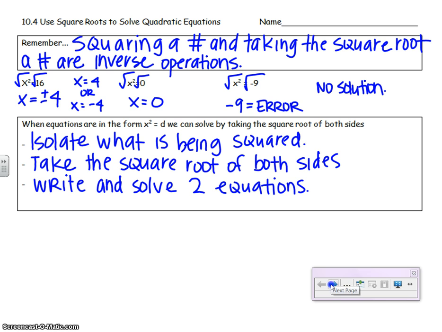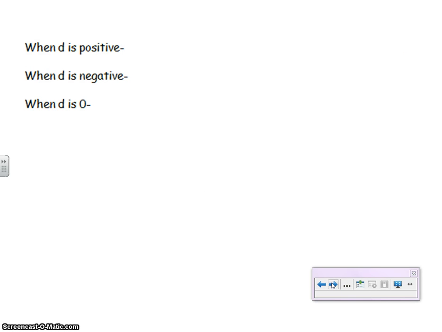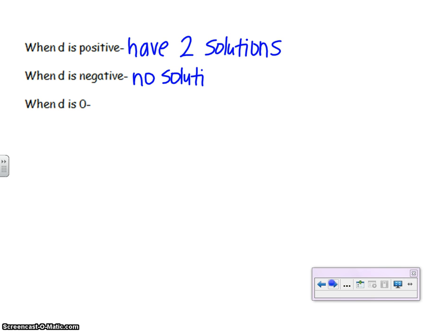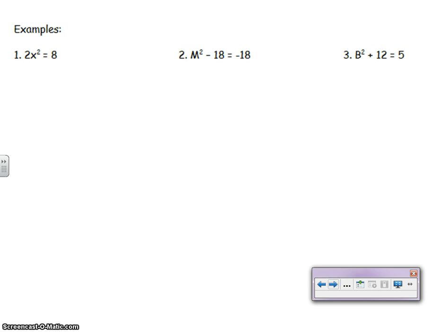Just to generalize those three problems that we have written there, x squared equals 16, 0, and negative 9: when d is positive, we're always going to have two solutions. When d is negative, we will have no solution because we can't take the square root of a negative number. And when d is 0, we will only have one solution because the square root of 0 is just 0. We don't have a positive and a negative 0. So we're going to go ahead and do three examples to show you what that means.